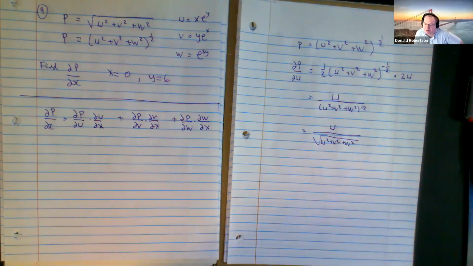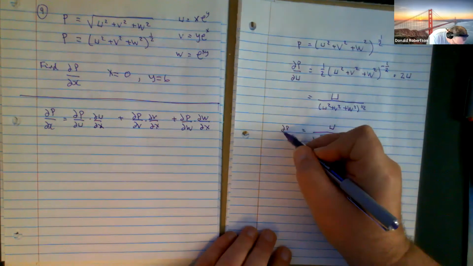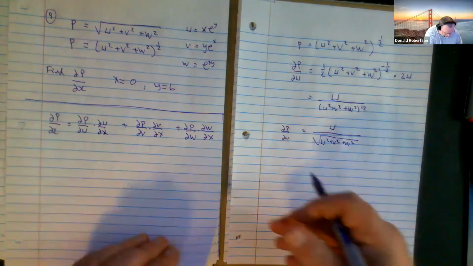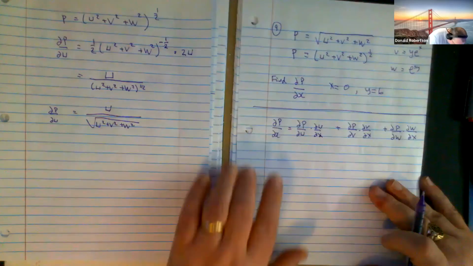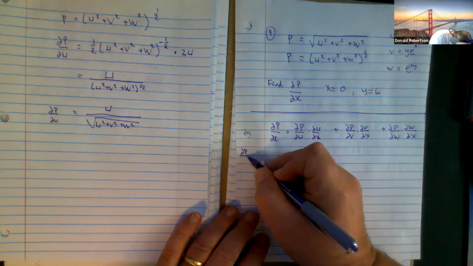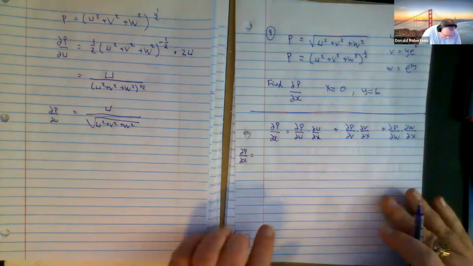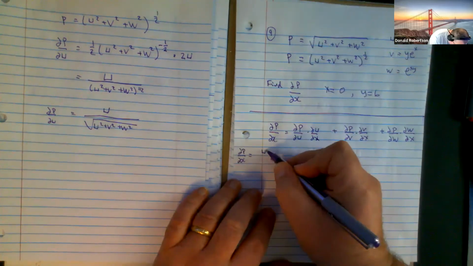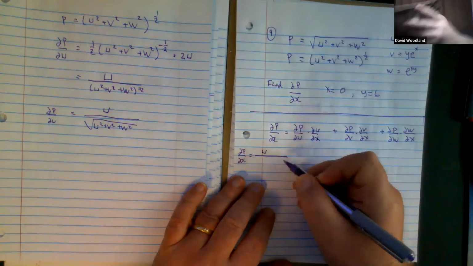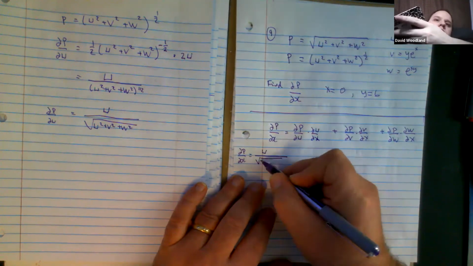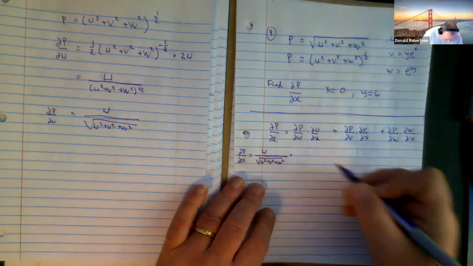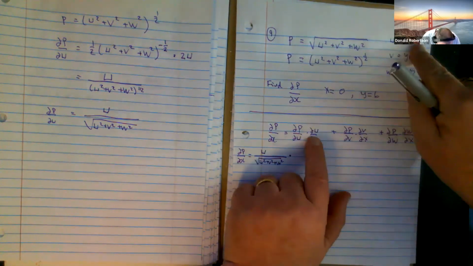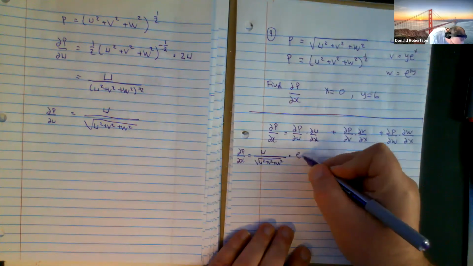Are we good? You happy with that answer? Right. So let's continue calculating this fella. I'm pretty sure I'll need every single inch of space here. Right, the derivative is u over the square root of u squared plus v squared plus w squared times the derivative of u with respect to x, which is e to the y.